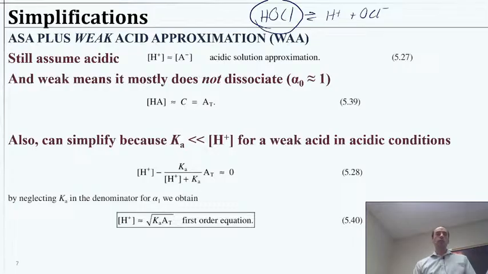So this means HOCl is not dissociating, and the alpha 0 becomes close to 1, approximately 1. So that means we can set up a mass balance saying our A total under these conditions is approximately all HA, or in my example, HOCl. So at pH 5, when chlorine dissociates around pH 7.5, at pH 5, it's going to be like 99.998% or something like that, HOCl. So that's what this assumption is saying. We can treat it as a new mass balance, saying it's all in that form.